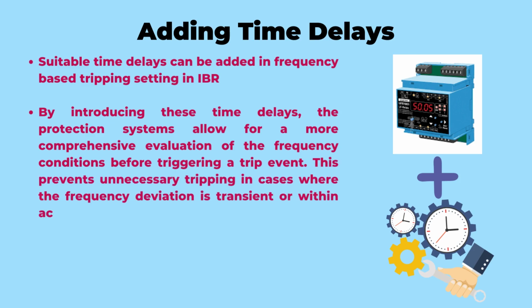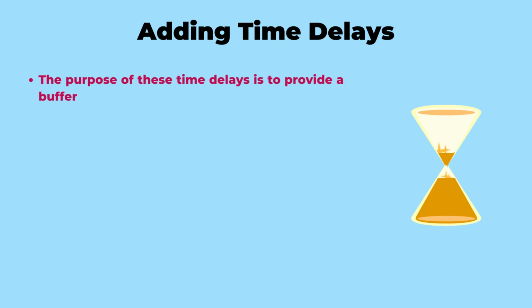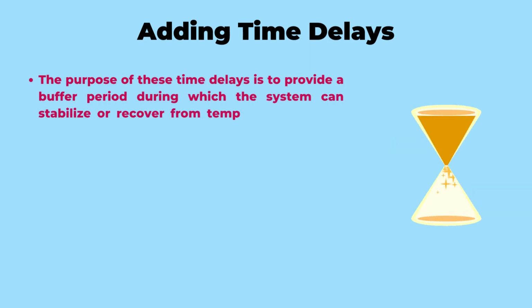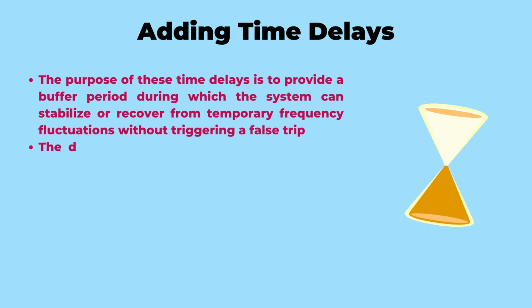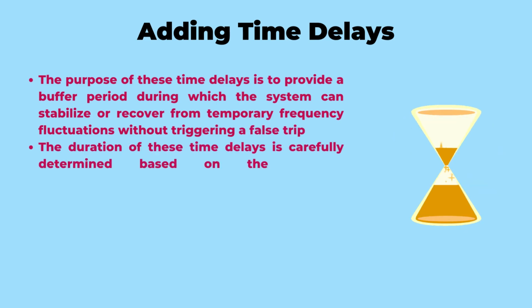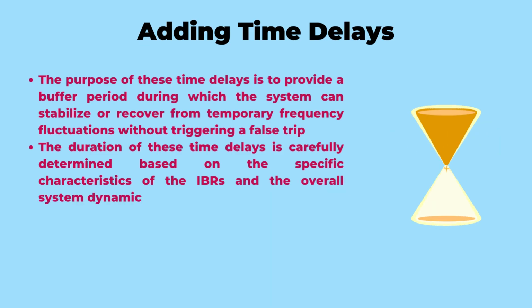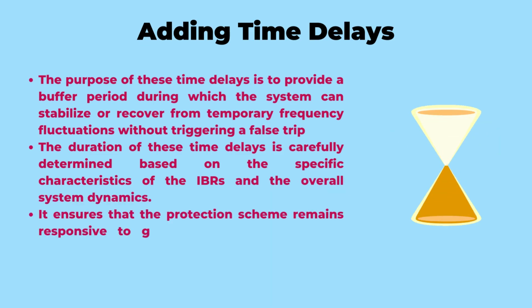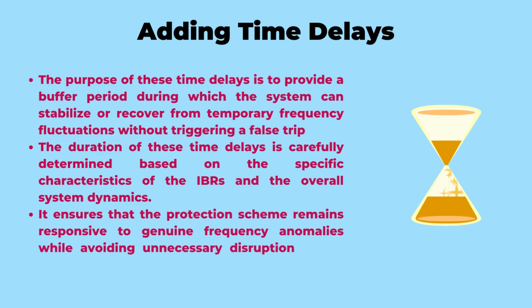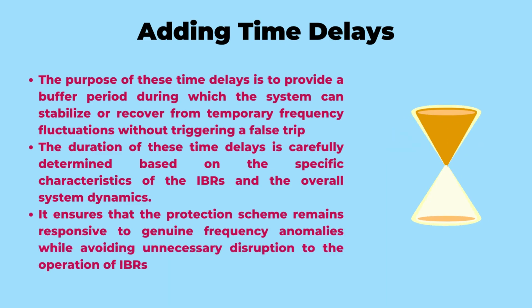unnecessary tripping in cases where the frequency deviation is transient or within acceptable limits. The purpose of these time delays is to provide a buffer period during which the system can stabilize or recover from temporary frequency fluctuations without triggering a false trip. The duration of these time delays is carefully determined based on the specific characteristics of the IBRs and the overall system dynamics. It ensures that the protection scheme remains responsive to genuine frequency anomalies while avoiding unnecessary disruption to the operation of IBRs. Through the implementation of suitable time delays, the industry has significantly reduced the occurrence of erroneous tripping in IBRs, further enhancing their reliability and operational efficiency.